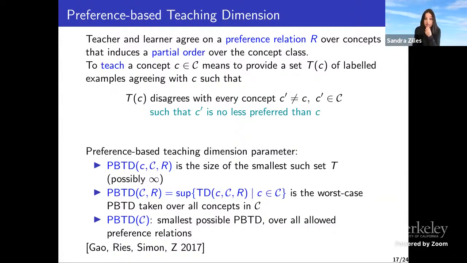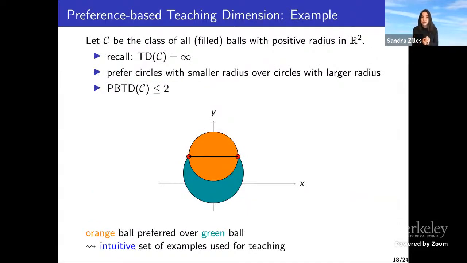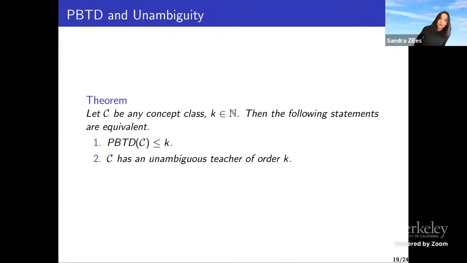And what you get then is, for example, with the balls, a very intuitive teaching set. You recall the teaching dimension is infinite, but if we now prefer circles with smaller radius over those with larger radius, then we can teach with only two examples. For the orange ball here, I pick two positive examples that are diametrically opposed. Obviously, the green ball is consistent, but it's less preferred because it has a larger radius. Obviously, the orange ball is the unique most preferred ball that is consistent with these examples. So that gives us a very simple and intuitive teaching set in that case.